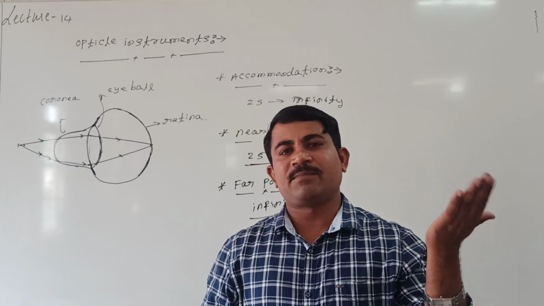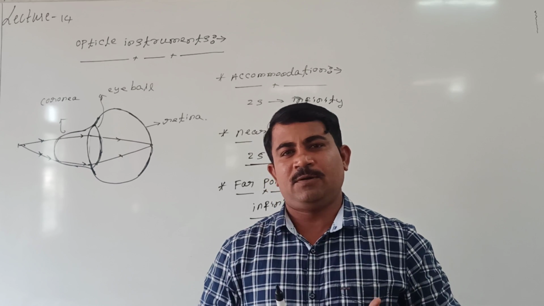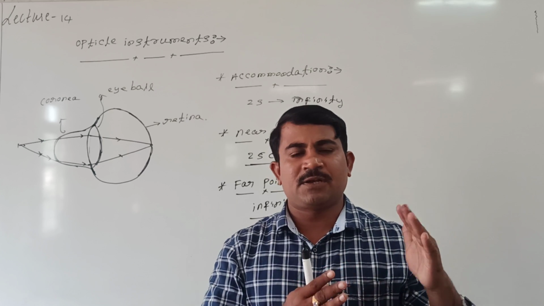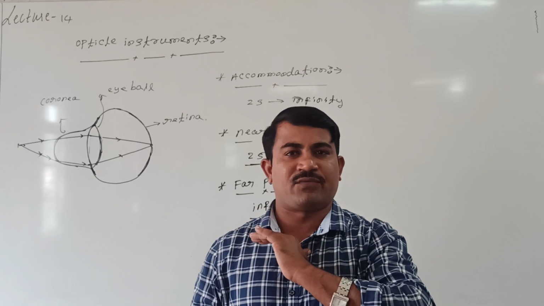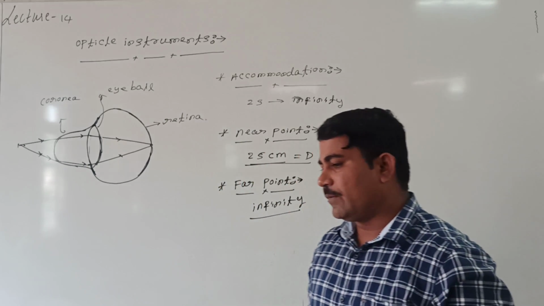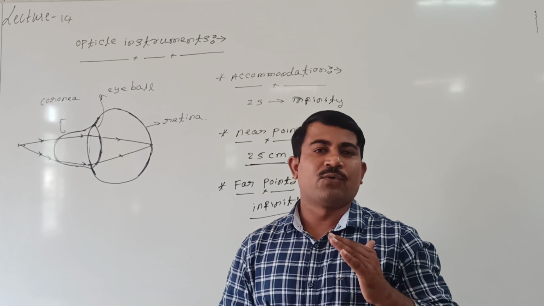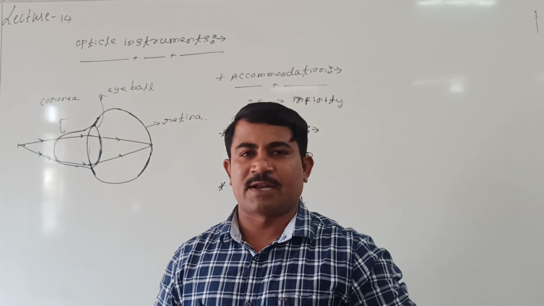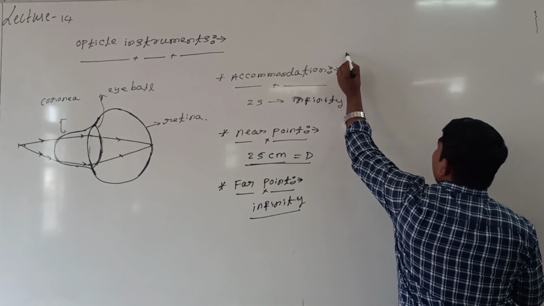Actually, either due to changes in focal length of the eyeball or due to old age, due to so many reasons, the human eye has so many defects. Those defects we are calling vision defects. Then let us see what are vision defects and what are the types of vision defects, how they can be corrected, and what are the reasons due to which those defects can occur. That we'll see now. Next concept is vision defects.